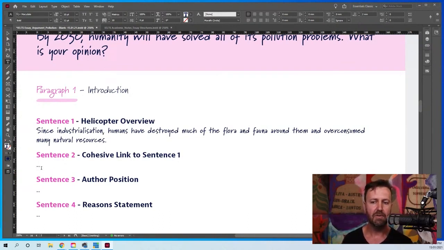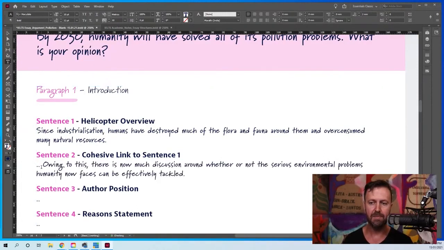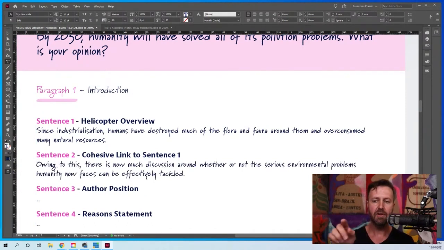What we want to do now is bring in the next sentence, and it's important to make sure that we flow well when we write. I'm just going to paste this here, and you can see this here. All right, sentence 2. There's got to be a cohesive link to sentence 1. So when you're writing an essay, you want to make sure it flows nicely like this. It's not quite disjointed.